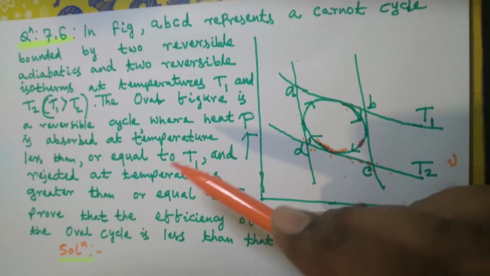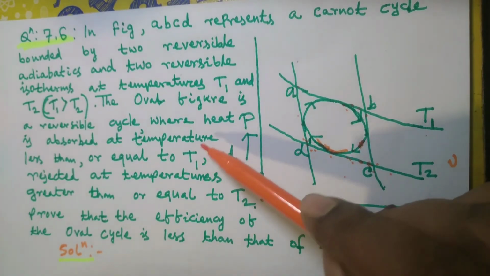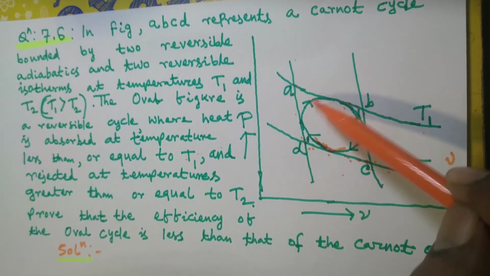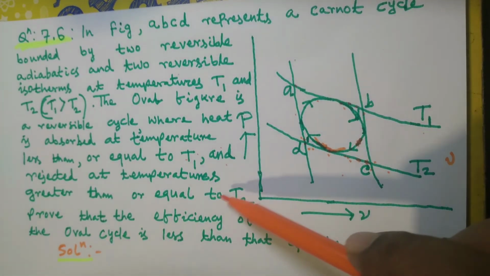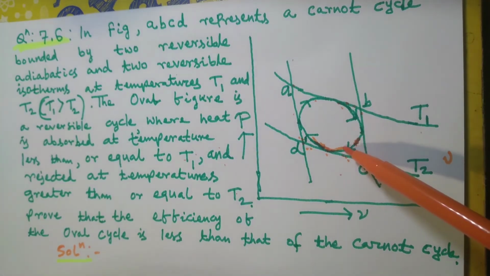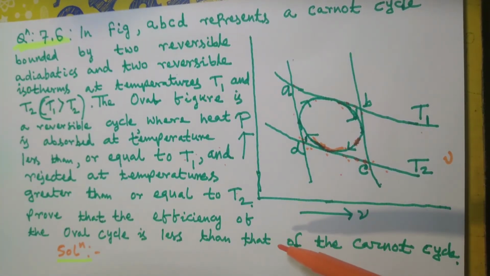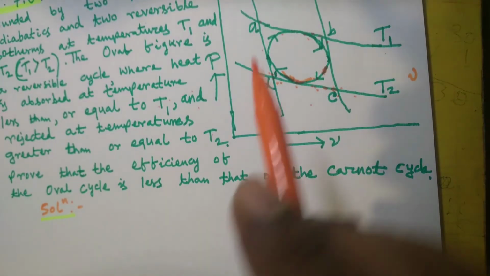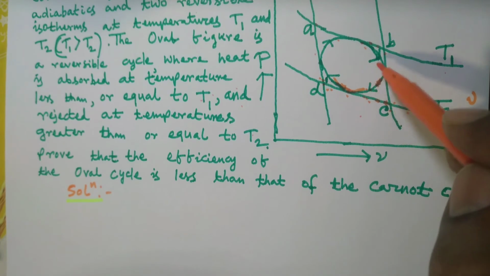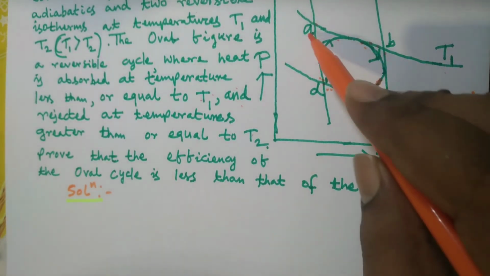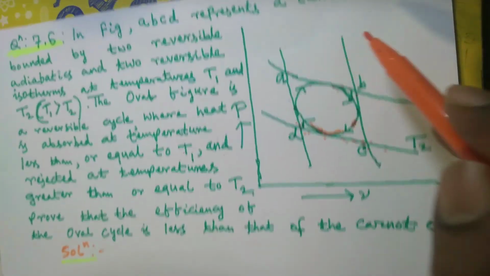So when heat is absorbed at a temperature less than or equal to T1 and rejected at temperatures greater than or equal to T2, prove that the efficiency of the oval cycle is less than that of the Carnot cycle. You see, both are reversible cycles, but we have to prove that the efficiency of the oval cycle is less than the efficiency of ABCD, the Carnot cycle.